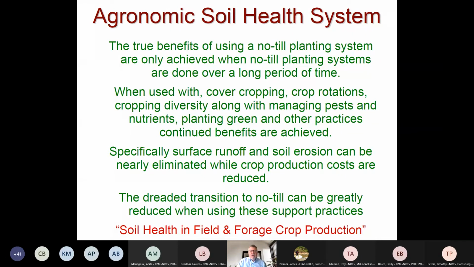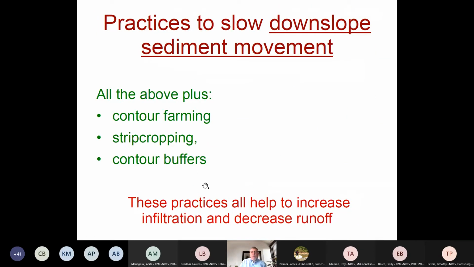There's a publication that is available at your offices called Soil Health in Field and Forage Crop Production, written by Dr. Schuart Diker, former state agronomist Joel Myers, and Lisa Blazier of the Soil Health Coalition in Pennsylvania. I encourage you to read that. It's written in farmer language, so take some of those along with you when you visit farmers, and when the conversation turns to no-till and soil health, present a copy of that book to the farmers that you're working with.